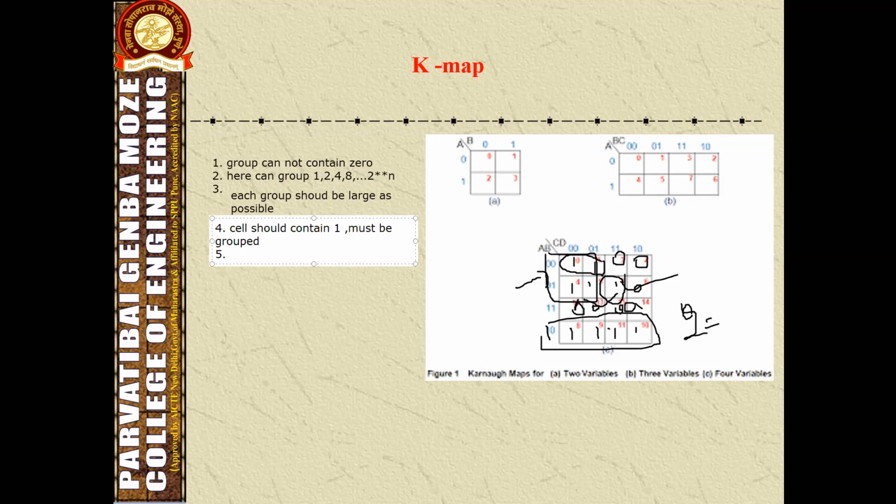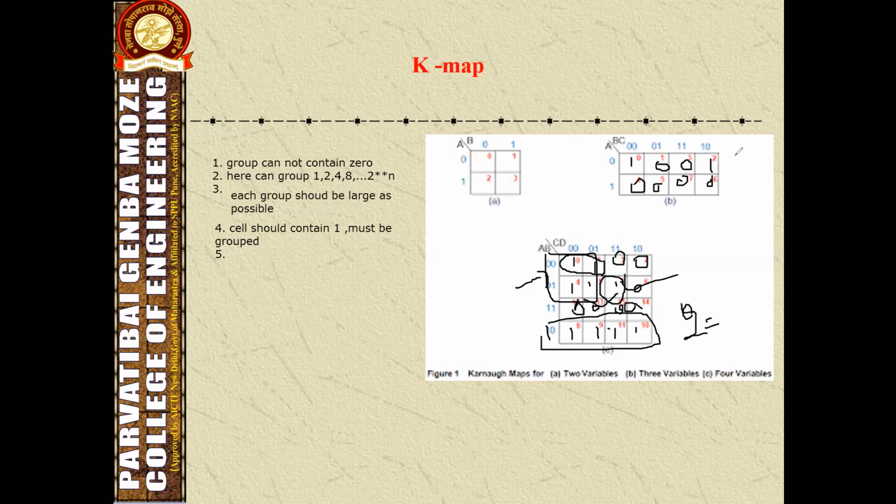Here, while grouping, what if the ones are in opposite corners? See here, I am considering this. If so, like this, how can we group? Because we are grouping only neighboring cells. So if the corner cells have ones, then what can we do in that condition?